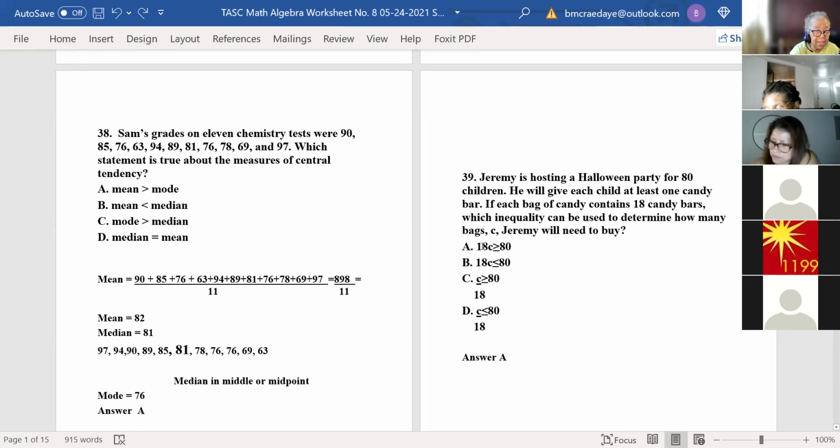When you multiply 18 times the number of bags, what you get should be greater than or equal to 80, so that each child would get at least one candy bar. Yeah, I didn't pick A. I think I picked B. So that would be the answer for that one. Just remember this: at least means greater than or equal. So if you have 80 children, you need 80 or more candy bars. That's a greater than or equal.